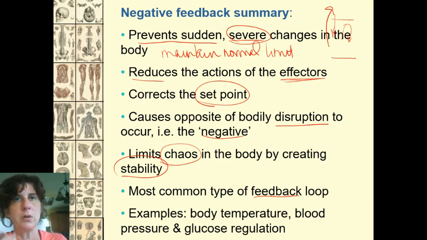If your blood pressure goes down, your heartbeat's going to go down. If you determine there's too little oxygen in your blood vessels, then you're going to start breathing heavier, right? So it's constantly making those adjustments to stay within a normal range.